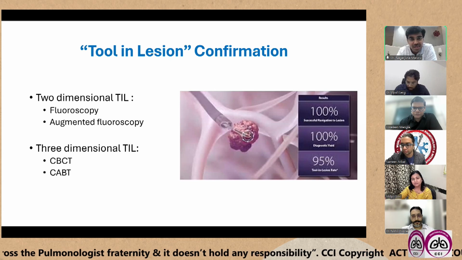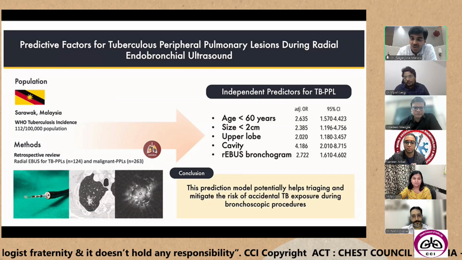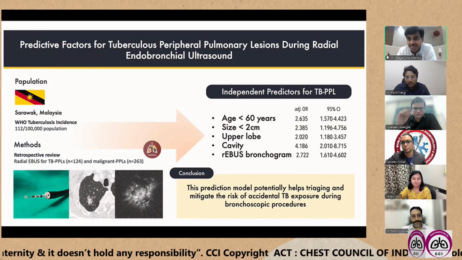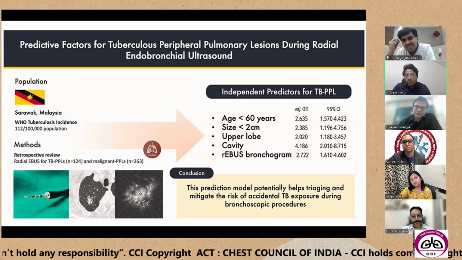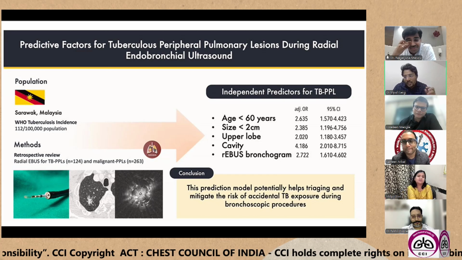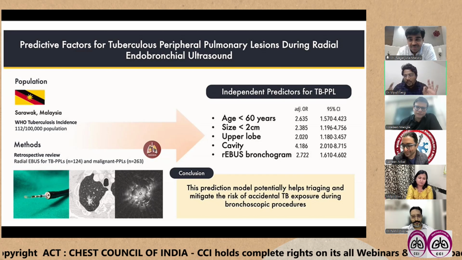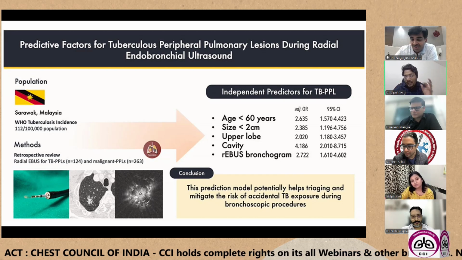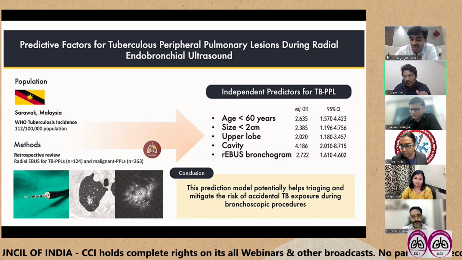So now I will again ask Dr. Vipul or Dr. Samir, how can you have tool-in-lesion confirmation while doing bronchoscopy? To get a real-time tool-in-lesion confirmation, we can use a CBCT. We can put a radial probe, or localize the lesion, then put a cryo probe, and in real time get a second CBCT spin and confirm that the tool is in the lesion, and we'll be more confident in taking a biopsy.